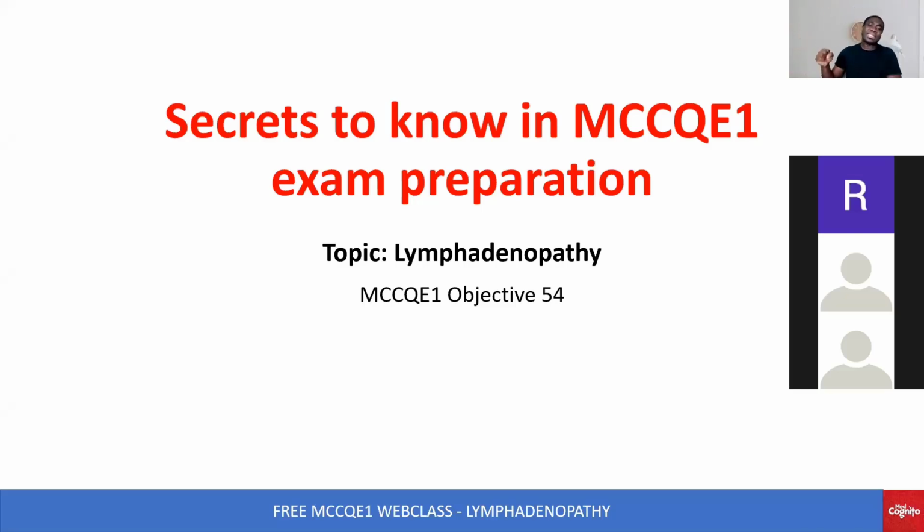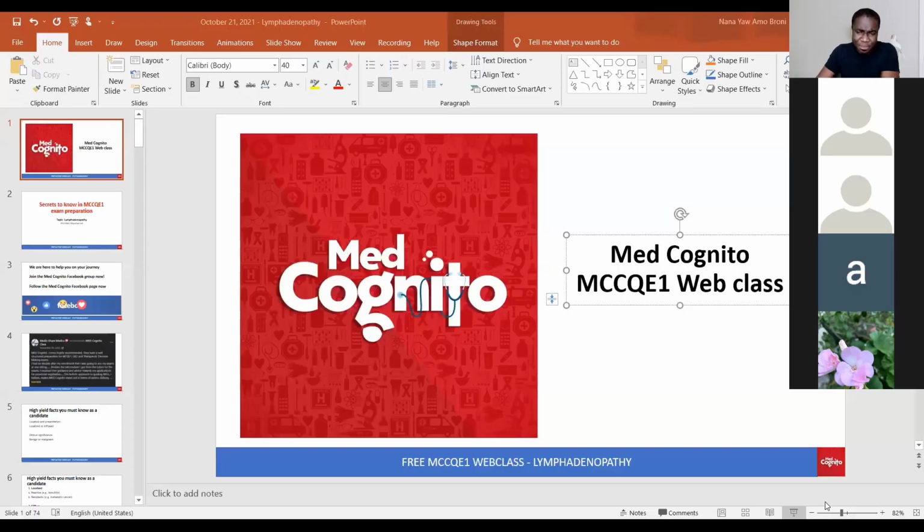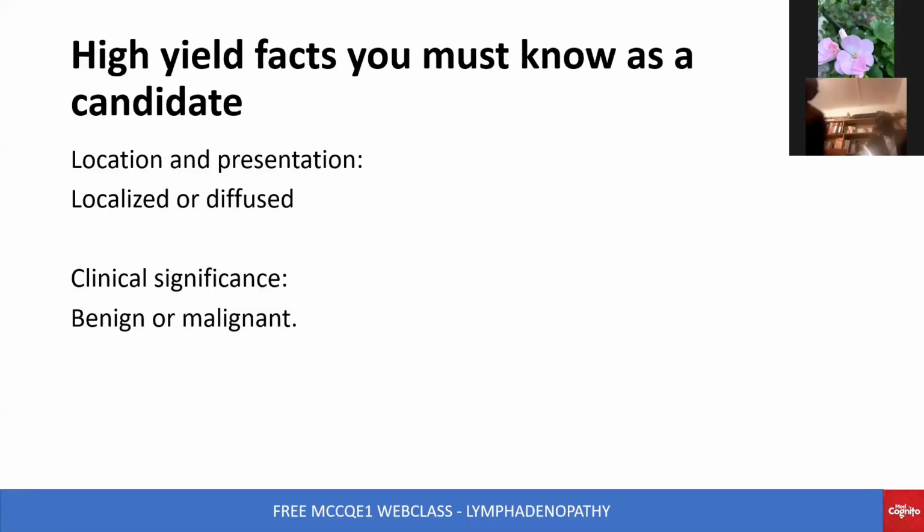So let's jump in: secrets to know in MCCQE1 exam preparation. And today we're going to use the MCCQE1 Objective 54 as our case study. We're going to use the objective to study high yield facts you must know as a candidate so far as MCCQE1 Objective 54 is concerned. Objective 54 is talking about lymphadenopathy.